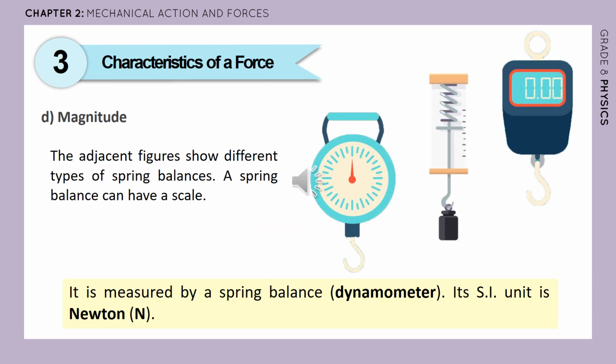Fourth and the last characteristic of a force is the magnitude. So, the magnitude of a force is measured by a spring balance, also called a dynamometer. The SI unit of the magnitude is Newton, N. The adjacent figures show different types of spring balances, and a spring balance can have a scale.